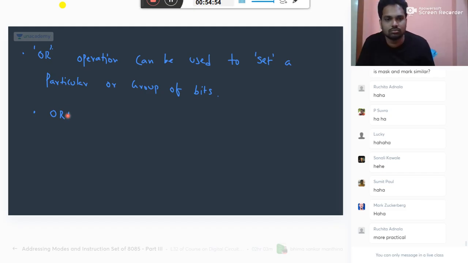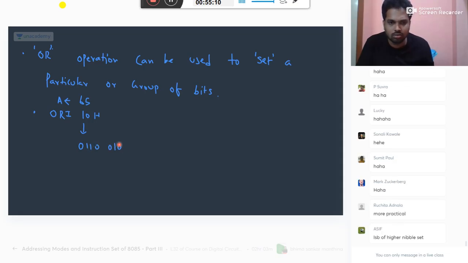So this can be used to set the MSB, remaining as it is. That is, here the sign will be 1. Here the sign can be made 0. Not only sign, anything. Okay, 80 hexadecimal.